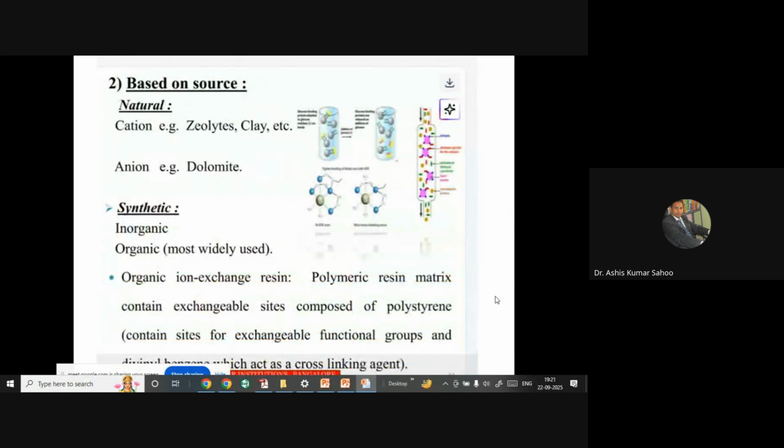Based on source, cation exchangers are zeolites, clay, etc. Anion exchangers are dolomite. Mostly widely used is the organic ion exchange resin, a polymeric resin matrix with anion exchange sites, composites of polystyrene. So these are the different resins used in ion exchange chromatography. These are ion exchangers, organic ion exchange resins, polymeric type exchangers, polystyrene, etc.